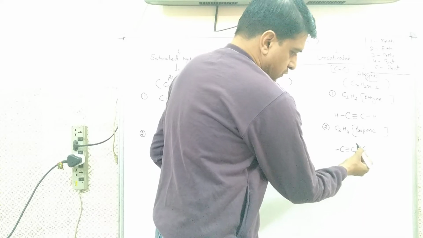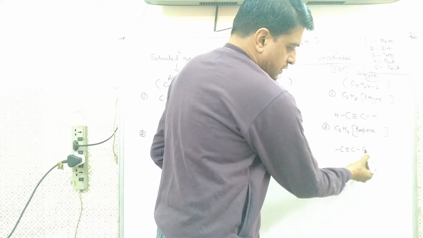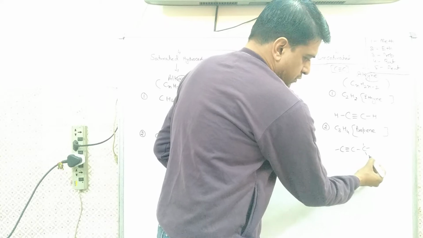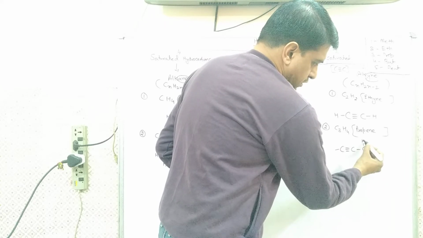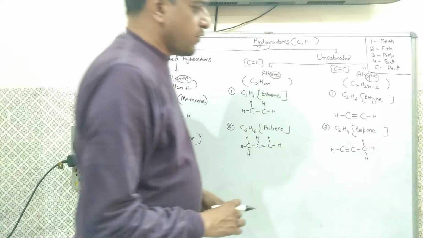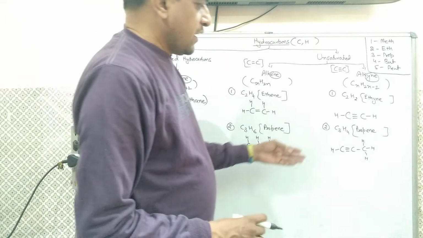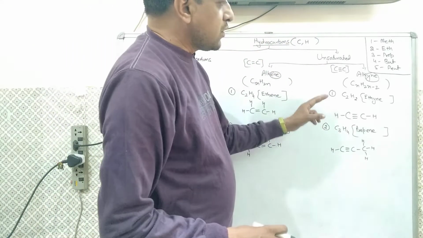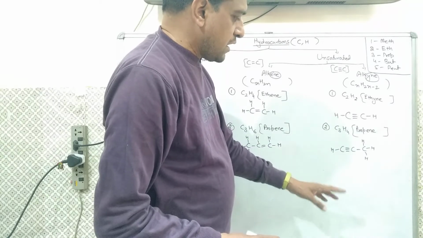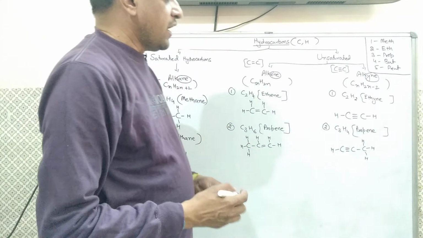There should be no more bonds, and this carbon has only 1, so you should draw 3 more. Now put hydrogen for each bond. This is the structure for propyne. And in a similar way, you can draw the structures of butyne, pentyne, hexyne, heptyne, and so on.